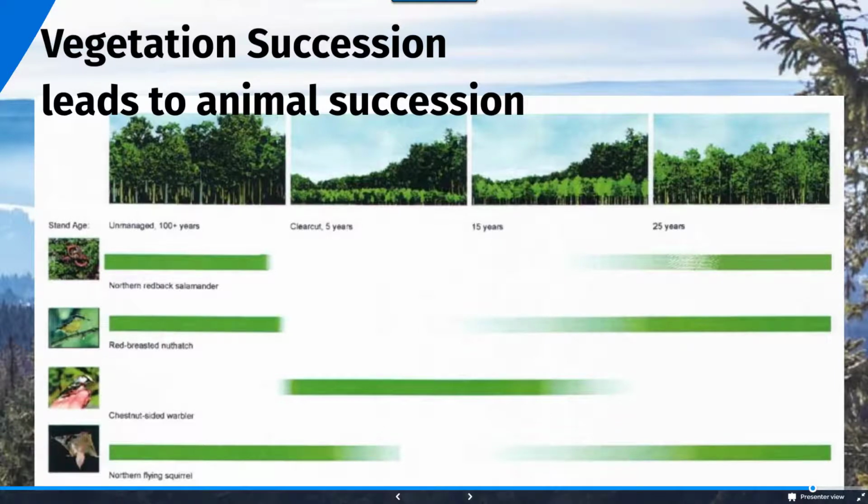And along the bottom axis, with these couple different species, the northern red-backed salamander at the top, red-breasted nuthatch, and a couple other organisms, we see that over the course of tens of years, ultimately those species recover within the region. So it does take a bit of time for a community to transition back to that state where there's going to be a plethora of both animal and plant species.